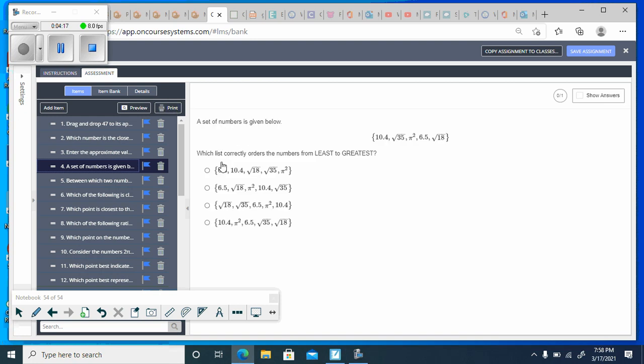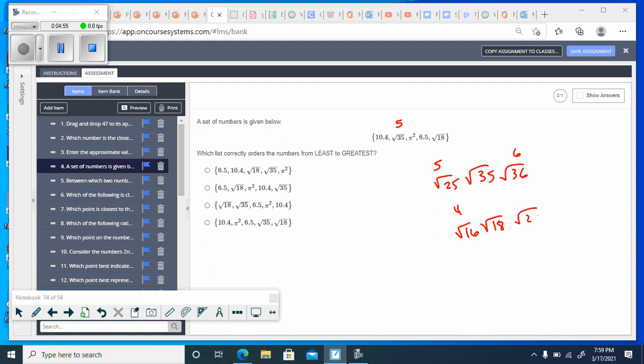A set of numbers is given below, which list correctly orders them from least to greatest. Okay, well, let's think about this. First off, we got 10.4, the square root of 35. What would that be between? Well, let's see. Square root of 35 would be between the square root of 36, which is 6, and the square root of 25, which is 5. So it's 5 point something. All right, square root of 18, what's that between? Square root of 18 would be between the square root of 16, which is 4, and the square root of 25, which is 5. So this is 4 point something.